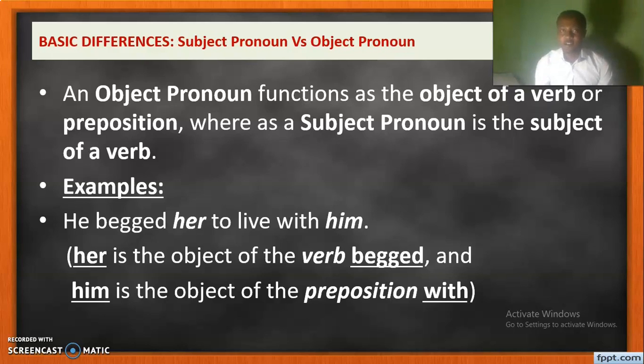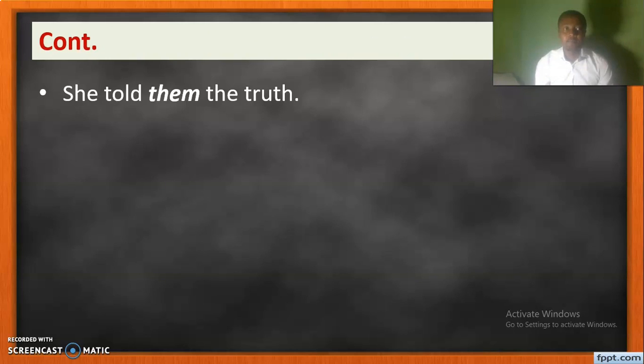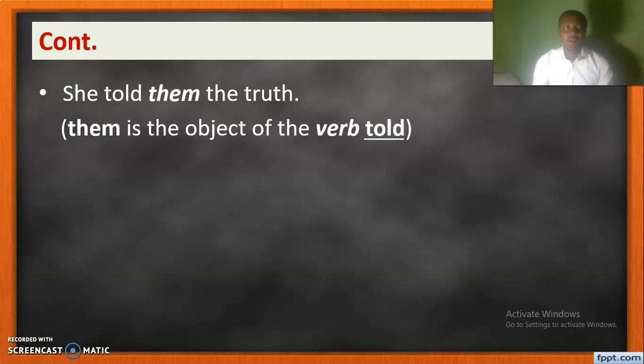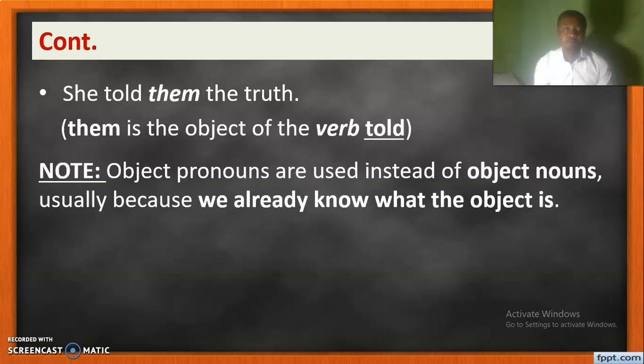So I think you have understood. Let's take another example again here. She told them the truth. Them is used as the object of the verb told in this sentence. I think you have seen the distinction. She is the subject pronoun in this sentence, whereas them is the object pronoun.